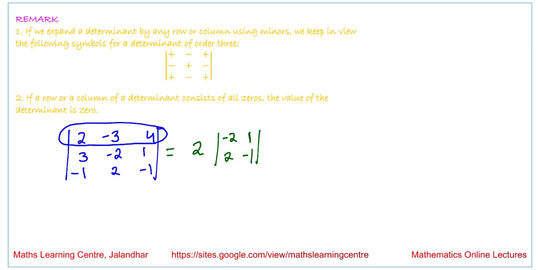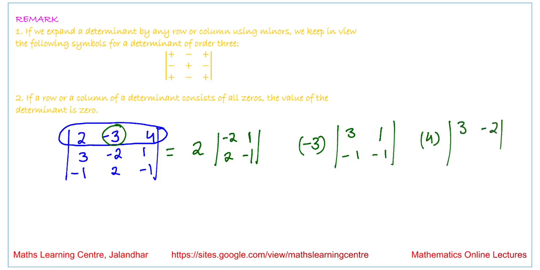Next, corresponding to this minus 3, the minor corresponding to it is 3, 1, minus 1 and minus 1. Last, I am talking about 4, and corresponding to this 4 we have 3, minus 2, minus 1 and 2. These are the minors we have written corresponding to this determinant. The minor corresponding to 2 is this. When I am talking about the minor corresponding to the element minus 3, I have neglected its row and column, and I am left with 3, 1, minus 1 and minus 1. Similarly for the value 4.